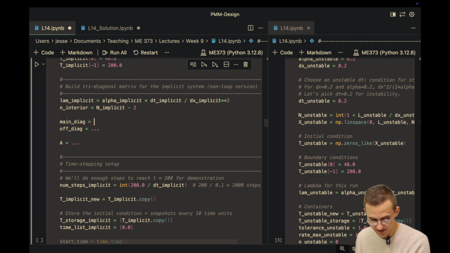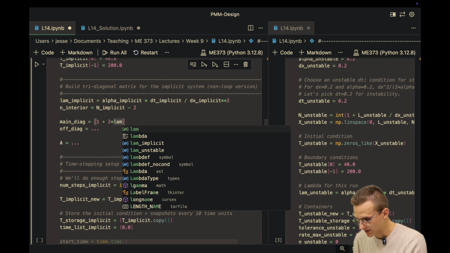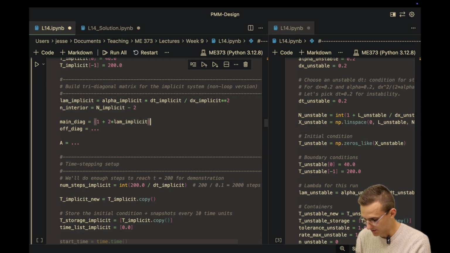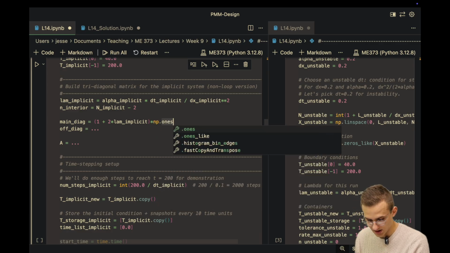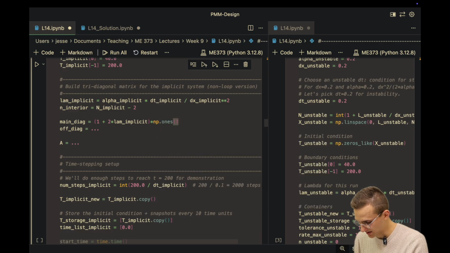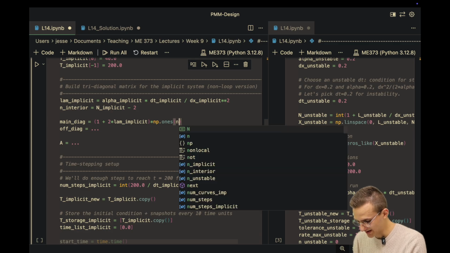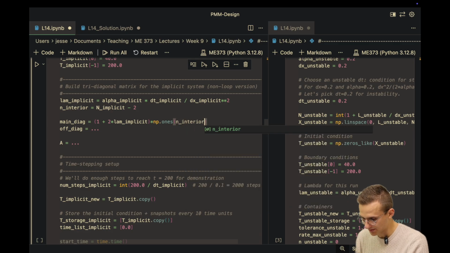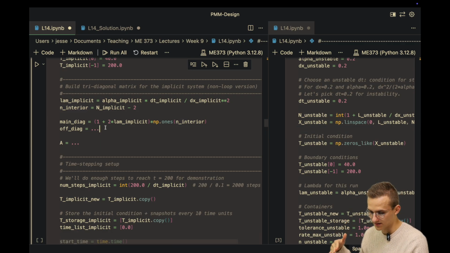So what I'm going to do now, we know that along the main diagonal, it's the same value every single time. It's just going to be 1 plus 2 times lambda implicit, right? Okay, that's the value. And so I'm going to multiply that by a vector generated with ones, numpy.ones, with n interior number of entries. Okay, so I'm literally specifying all the main diagonal values at once.